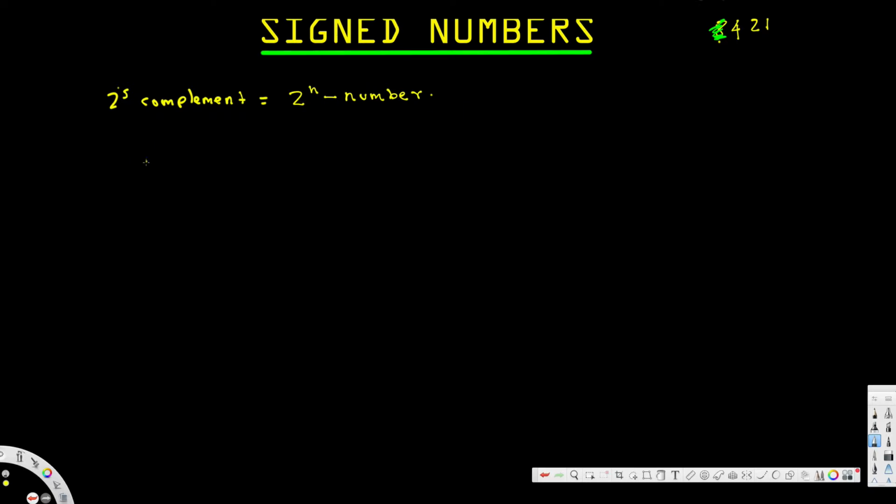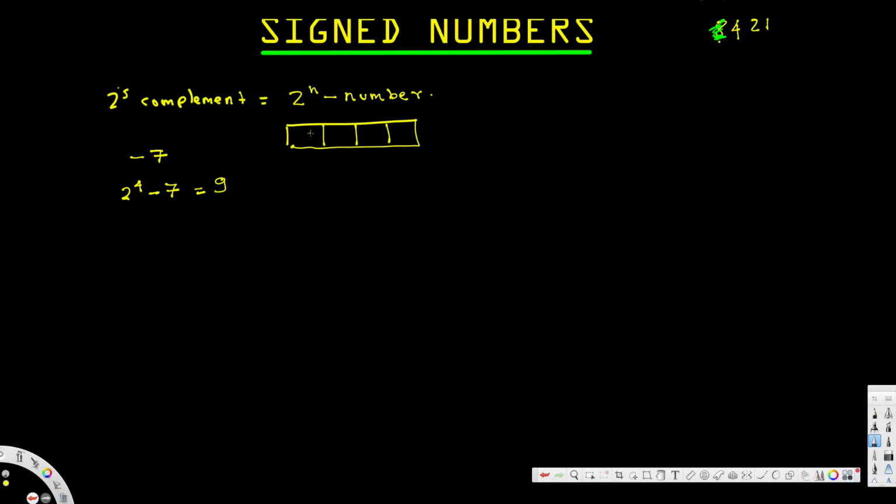Let's say we have minus 7 and we want to write the 2's complement of this one. So 2's complement is going to be, let's say we are using 4 bits. So n represents the number of bits. So 2 power 4 minus the number, that is this number 7. So that's going to give us 9.